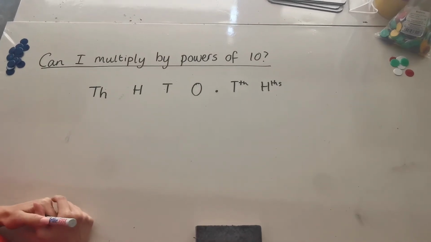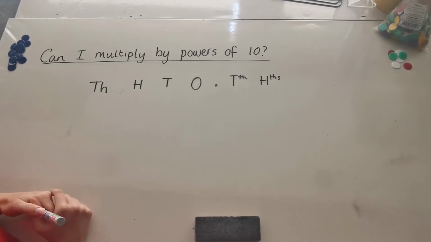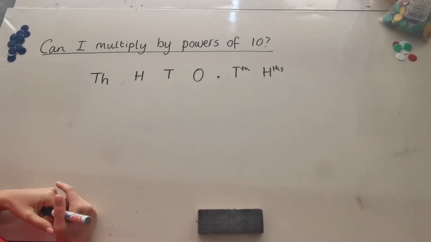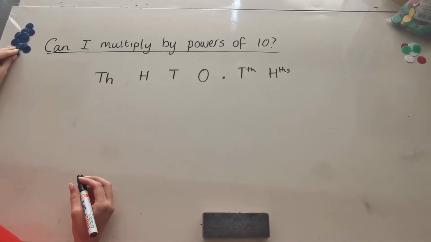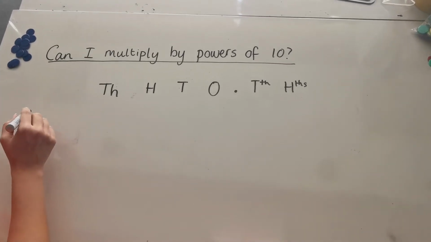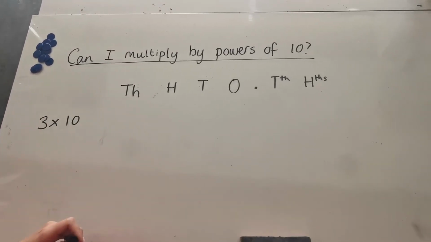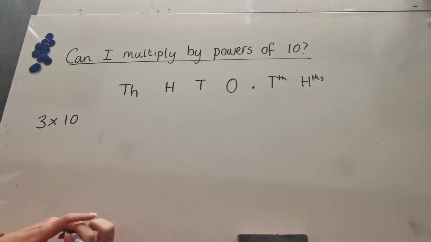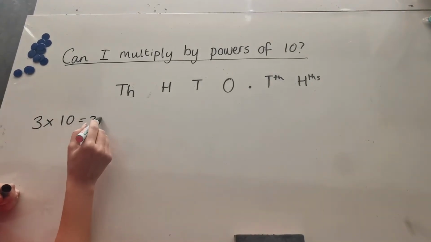Hi Year 5. Today we are looking at multiplying by powers of 10. So multiplying by 10, 100, 1,000, questions like that. I'm going to start by thinking about what I already know about multiplying by 10. For example, 3 times 10 I know equals 30.